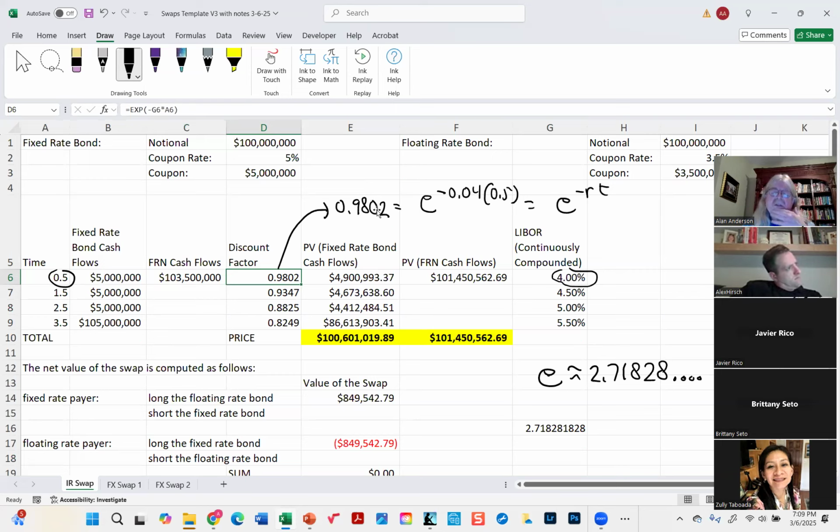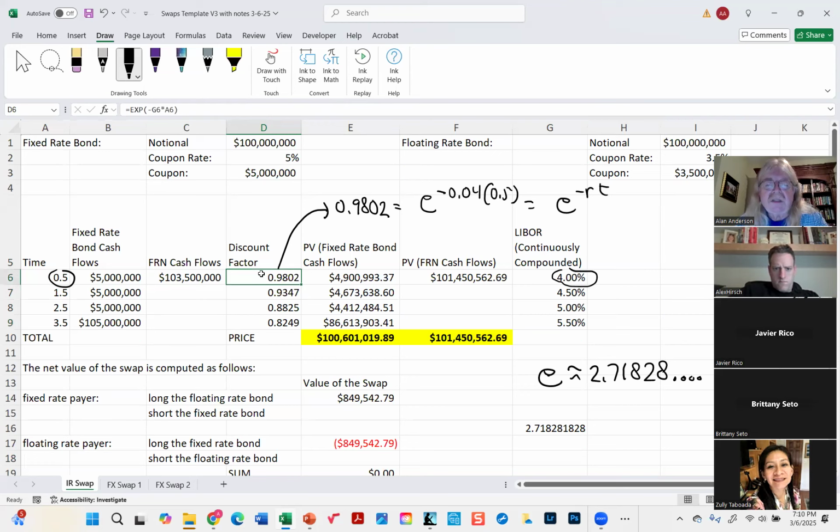If you notice, because we have continuously compounded rates of interest, these discount factors are based on e, which you know is used to calculate present values with continuously compounded rates of interest. You see the formula is right here, by the way: EXP, which is Excel speak for e to the x, and we need the negative of the annual rate of interest times the time, which in this case is half a year. So that means that $1 received in 6 months is worth 98.02 cents today. We do the same thing for a year and a half, 2.5 years, and 3.5 years.